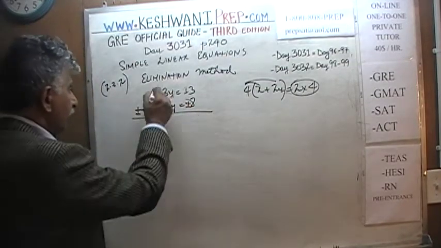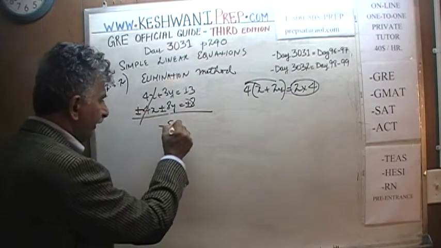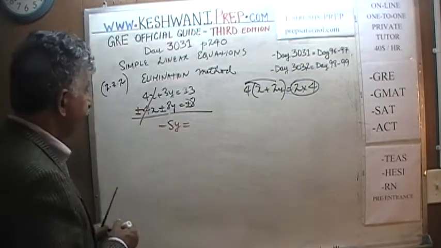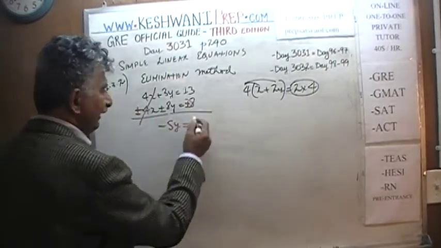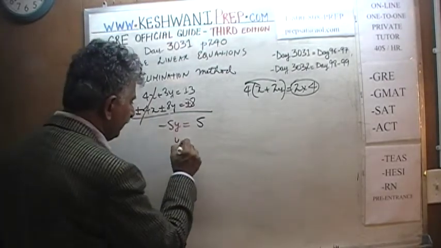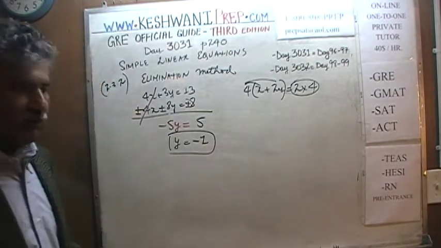4x minus 4x is going to go away, which was the whole point. And we have 3y minus 8y, which gives us minus 5y. And minus 5y has to be the same as 13 minus 8, which is 5. Divide both sides by negative 5, and we end up with y equals negative 1. And the rest of the story is the same as before.